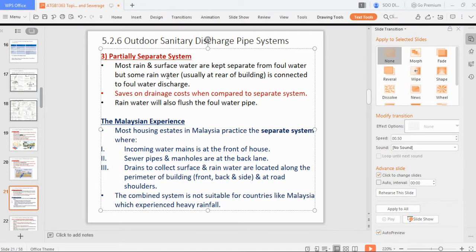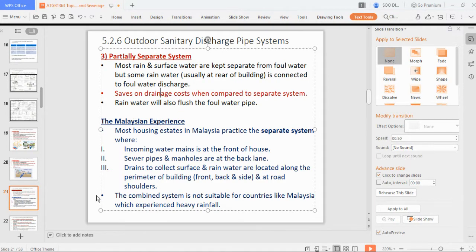Okay, so for a partial system, we are still separating the rain and surface water, but some rainwater is still connected to the foul water discharge. So we are still saving some money as opposed to the combined system. We are able to save on drainage costs when compared to the separate system. Rainwater will also flush the foul water pipe. So this is to help clean up your piping.